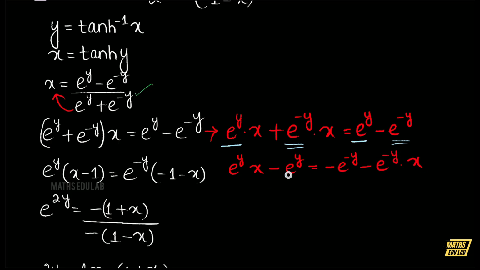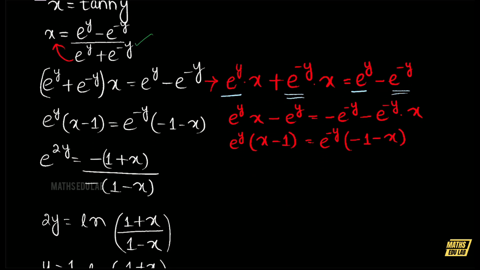If I take e to the power of y as common, e to the power of y into x minus 1. Then here also, again I am taking e to the power of minus y as common. Then the value will be minus 1 and minus x. Then we can see here in the next step, to cancel the x minus 1 value, we just divide by x minus 1 and we have to multiply by the x minus 1 value. So I can write it here.